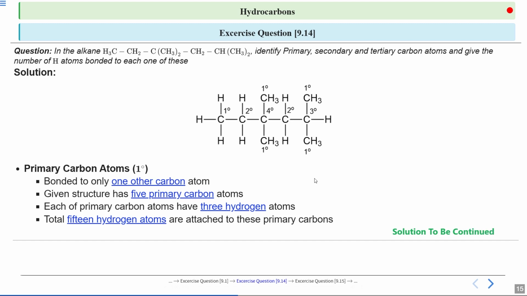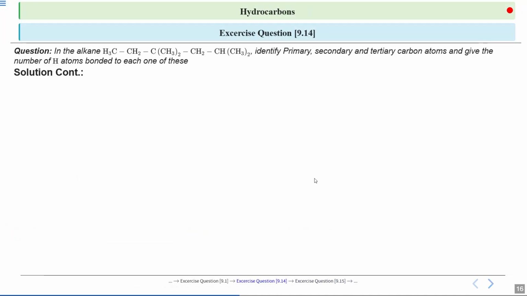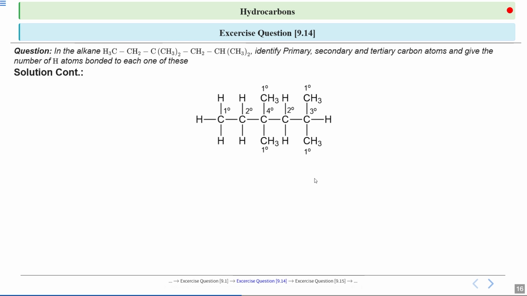Next, continuing with the solution. So, this was the structure of the compound given in the question. Now, let us discuss the secondary carbon atoms present in the given structure. If you focus on the secondary carbon atoms, these are those carbon atoms which are bonded to only 2 other carbon atoms. Now, these are crucial in determining the molecule's branching and stability. Identifying this will help us understand the molecule's overall structure.